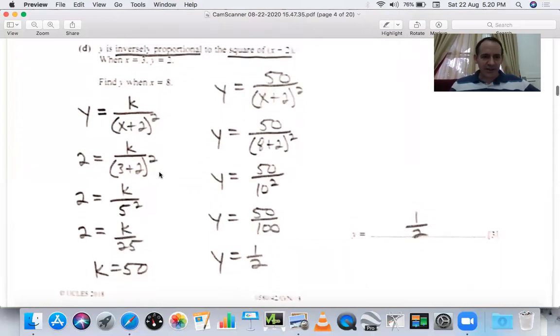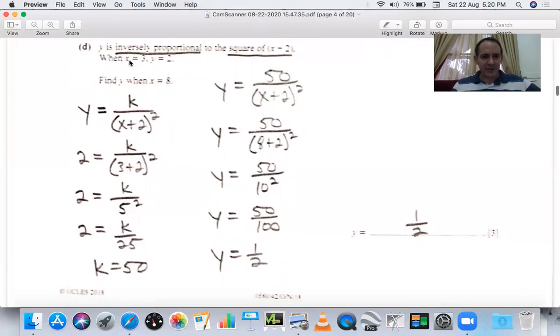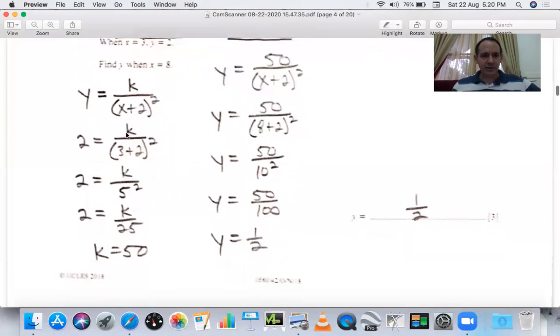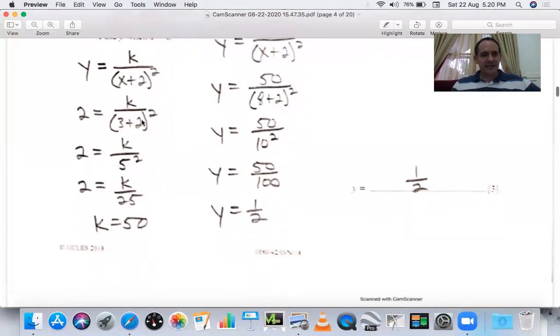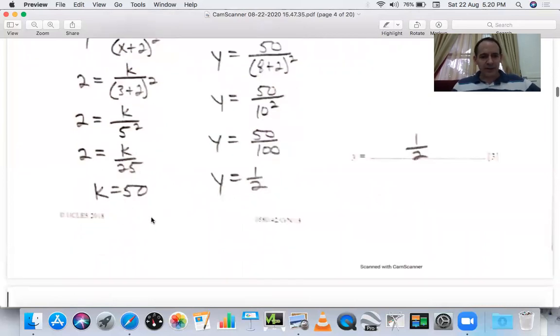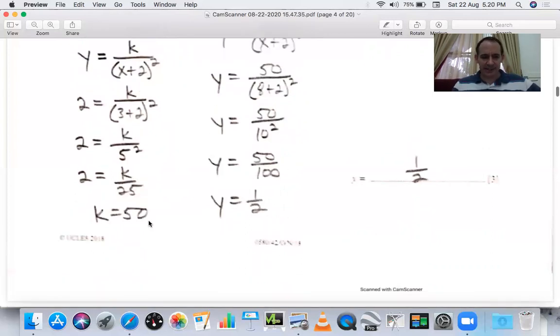So once you've set it up in the pattern, inversely and expanding your x to the square of x plus 2, then this first set of numbers, you plug in the 3 and the 2 so that you can find the value of k. This is just simple algebra here. 3 plus 2 is 5. 5 squared is 25. Multiply the 25 to the other side to get 50. 50 is your proportionality constant.